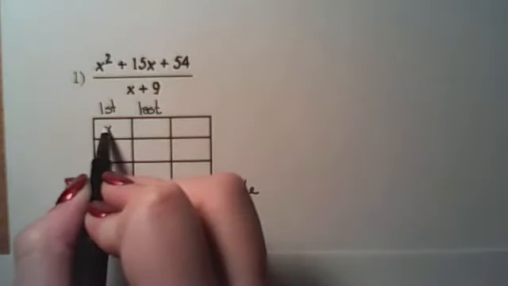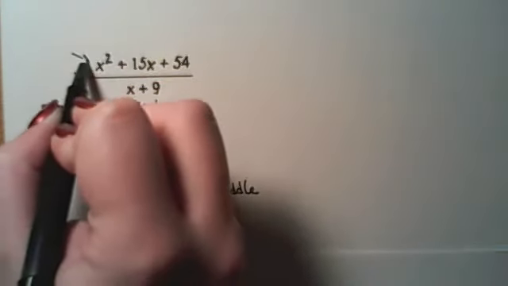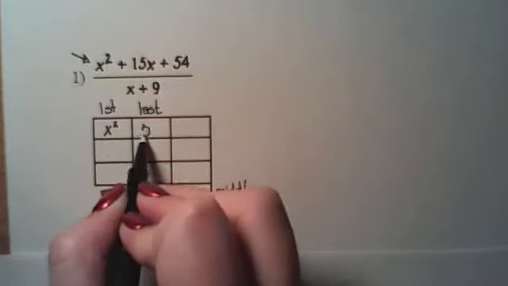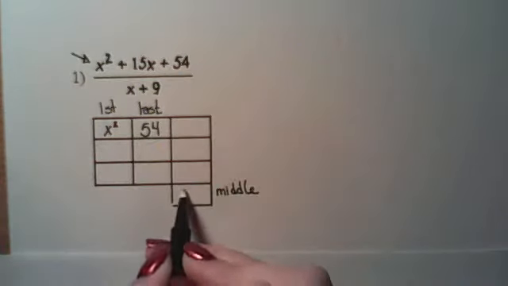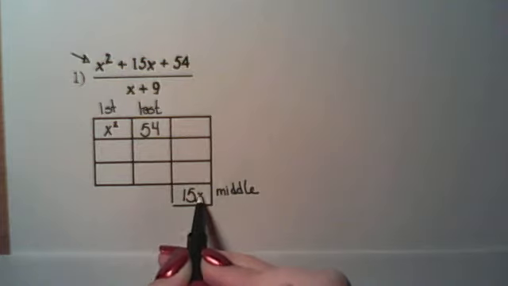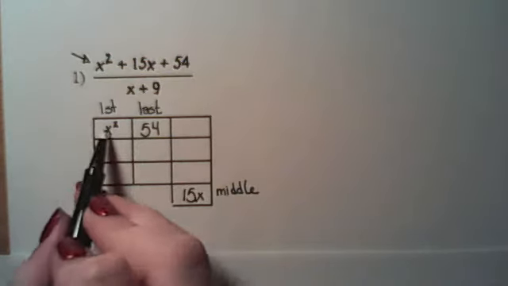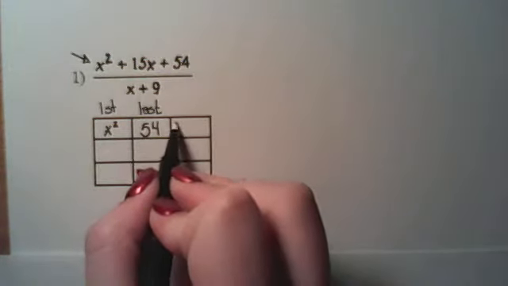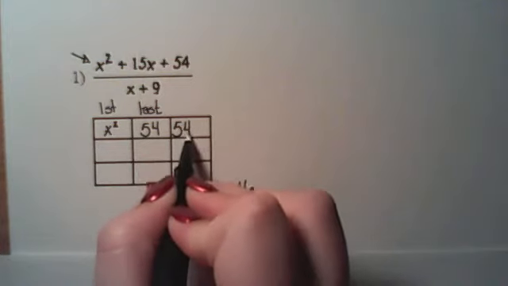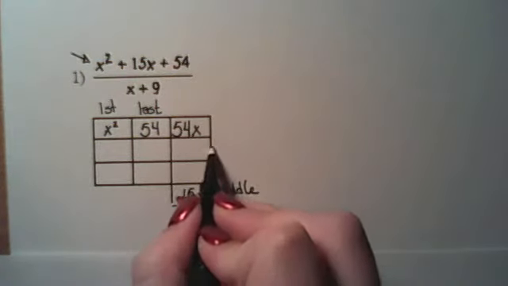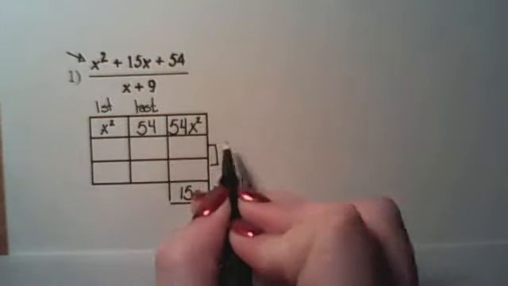My first term is x squared, and I'm factoring this top one here. My last term is 54. And then my middle term is 15x. X squared times 54 is 54x squared. Now, I need to come up with 54x squared.